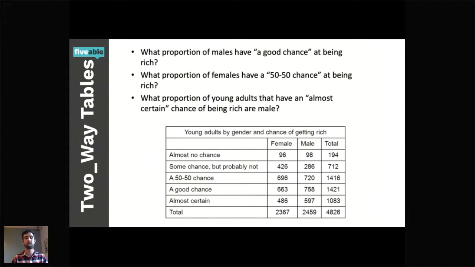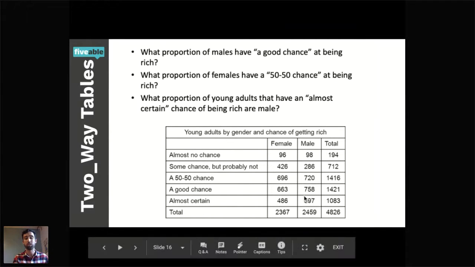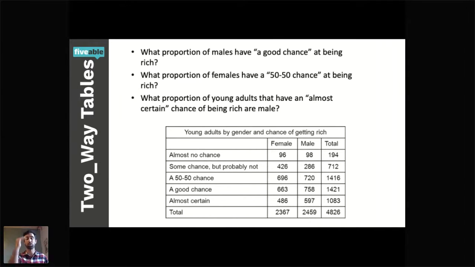Okay, so this is 2 categorical data sets. Right now we're looking at, hey, what are your chances of getting rich? And what is your gender? So we're looking at those 2 different categorical data sets. So first, what proportion of people who identify as males have a good chance at being rich? So I don't care about people who identify as female right now. I'm just focused on people who identify as male. And what's the probability of a good chance? So the total male population here is going to be 2,459. Go ahead and take a look at that at the very, very bottom. See that total? That gives us the total amount of men in this survey.